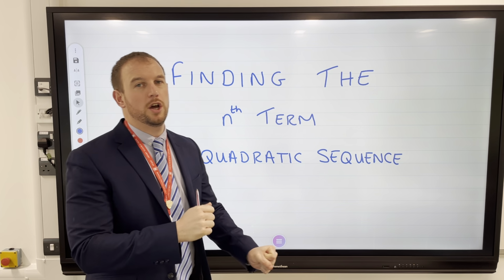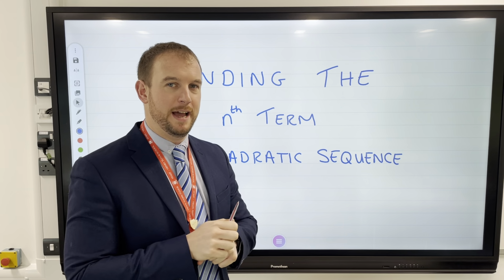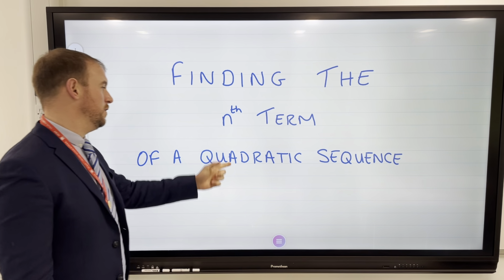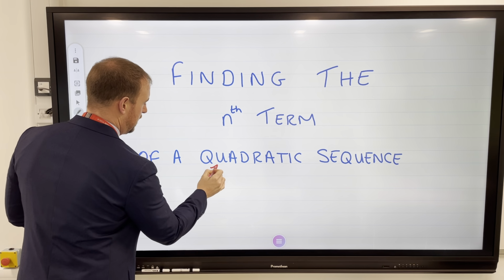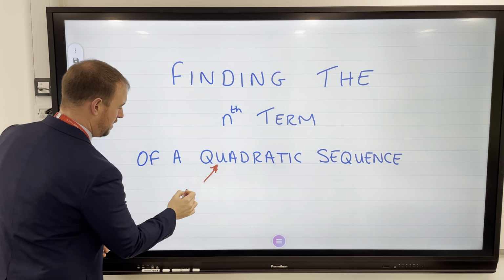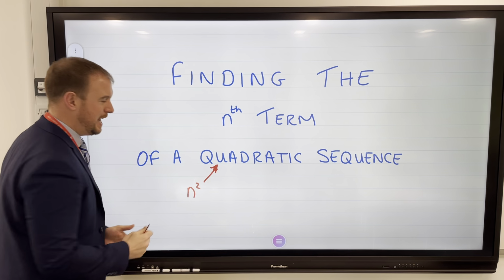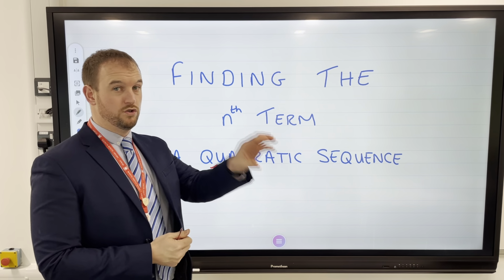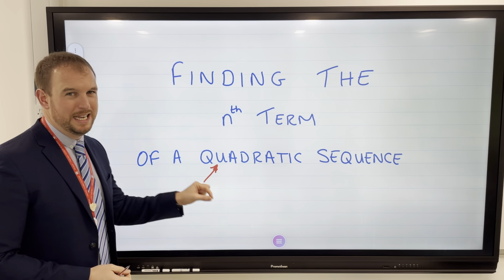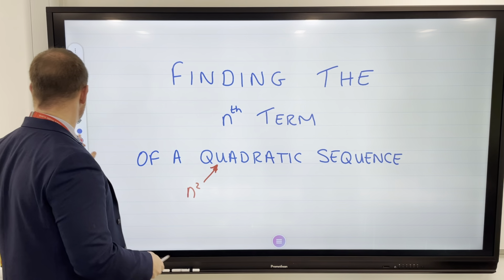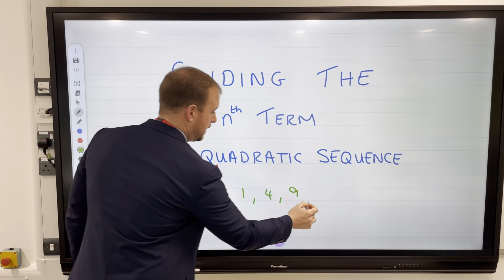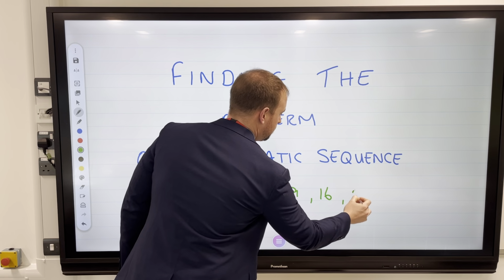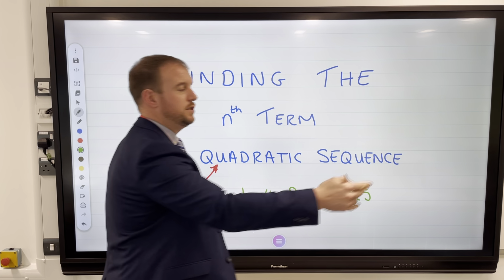So today then we are looking at finding the nth term of a quadratic sequence. Okay, so that posh word, quadratic, just means with these sequences, there's going to be an n squared somewhere. Quadratic, think squared, so we need to be sharp with our square numbers. So square numbers: 1, 4, 9, 16 and 25. Obviously they do go on.